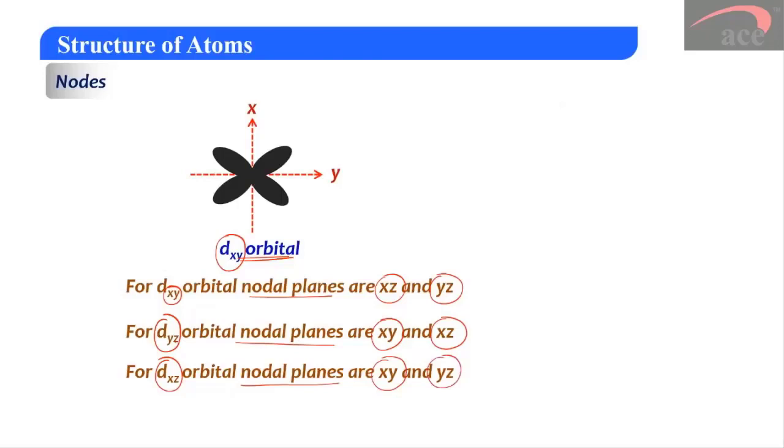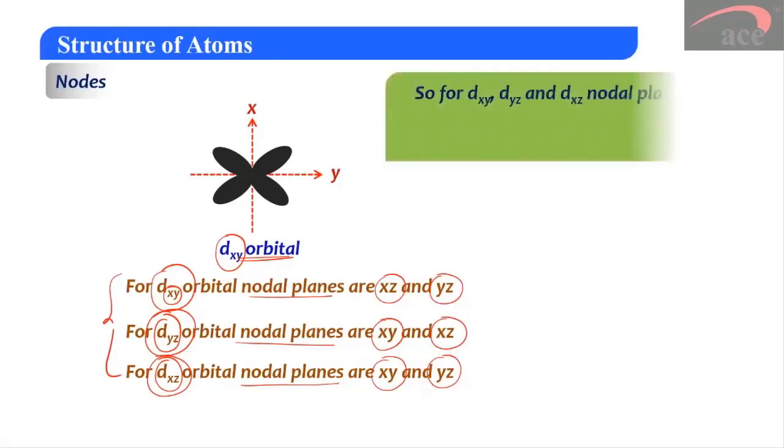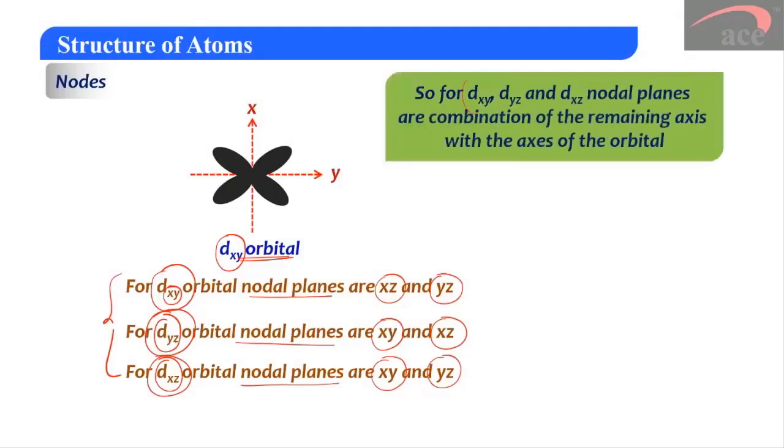So if you check, students, dxy, dyz and dxz, if you see these orbitals, the density of electron is lying in between the axes. So out of 5, there are 3 orbitals in the d subshell whose electron density is lying in between the axes. For dxy, dyz, dxz, the nodal planes are a combination of the remaining axis with the axis of the orbital.